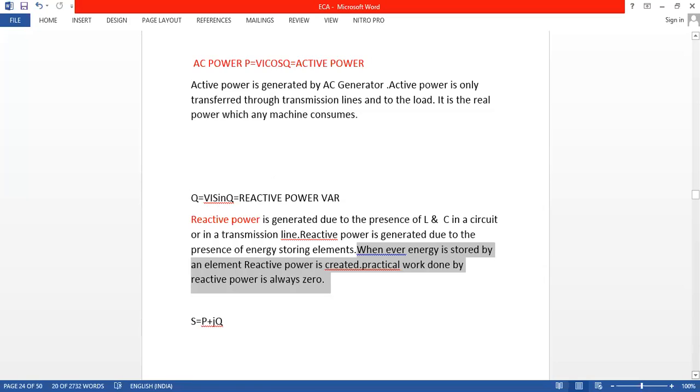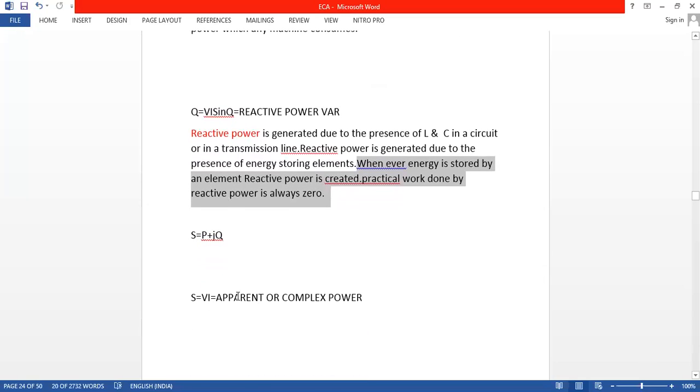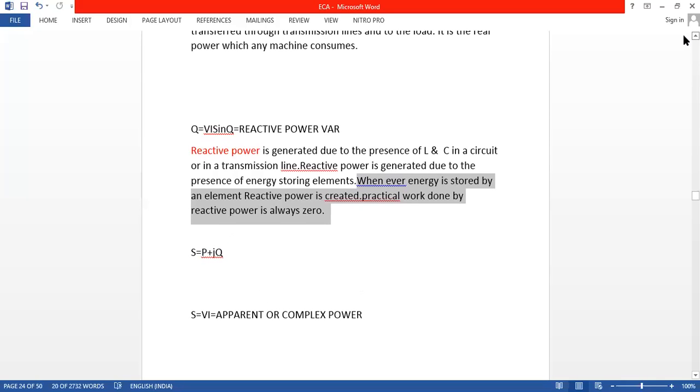Okay. So the next power we have is apparent or complex power. In mathematics also we have done complex numbers. S is equal to P plus jQ, you have done, no? x plus iy you have done. So here, active power is represented by P, and reactive power is represented by Q, and S is equal to P plus jQ, or S is equal to V into I. Just remember, complex power is a combination of active and reactive power. I'll take it in depth in the next class.